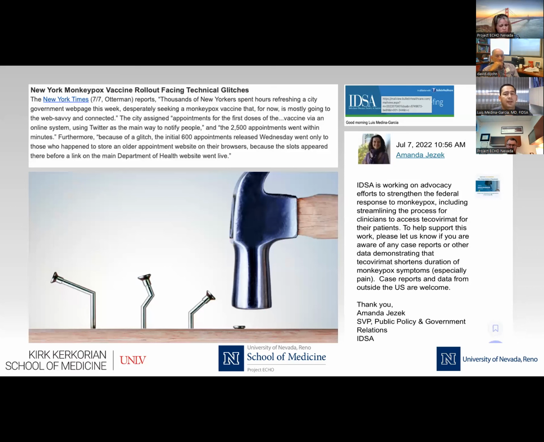New York is bearing the burden of the current outbreak, and it's the state that has the most cases thus far in the United States. This image here I wanted to show because you're trying to hit that nail with the hammer, and despite your best intentions, you'll have different outcomes until you finally get it right.